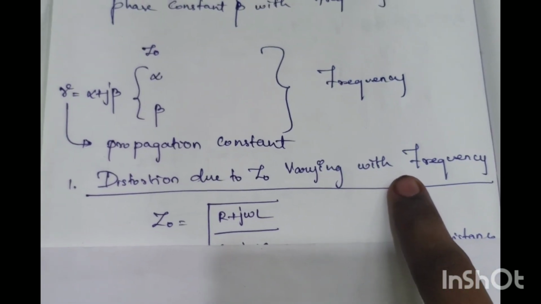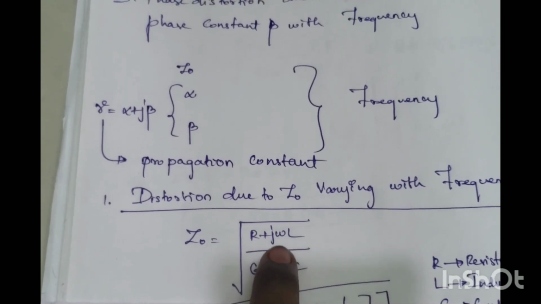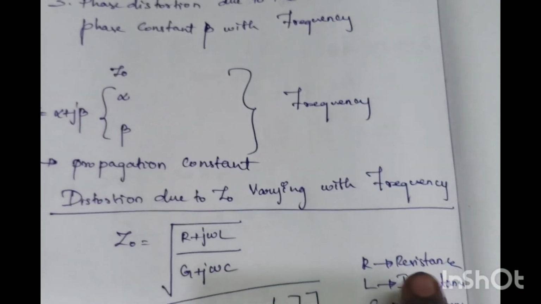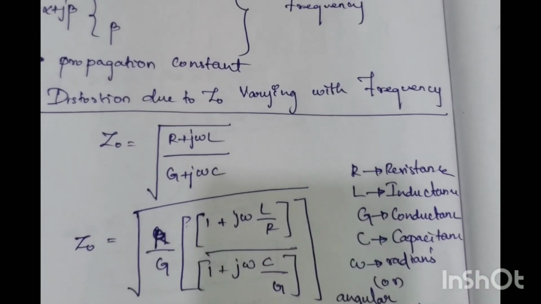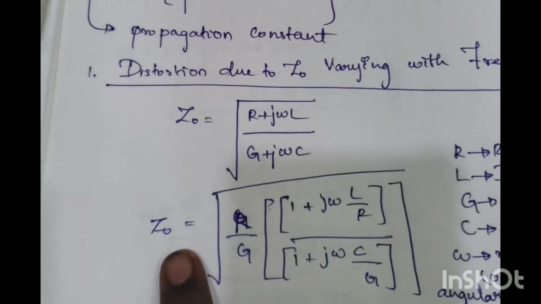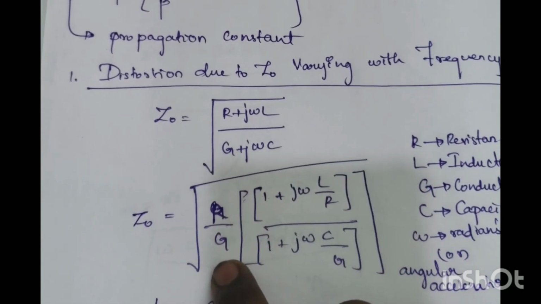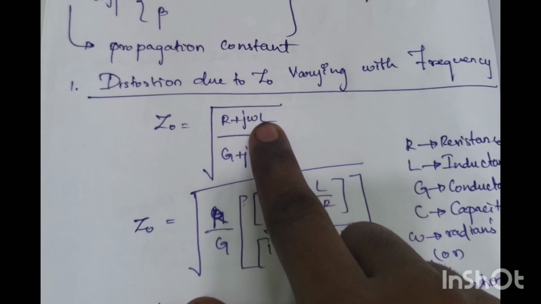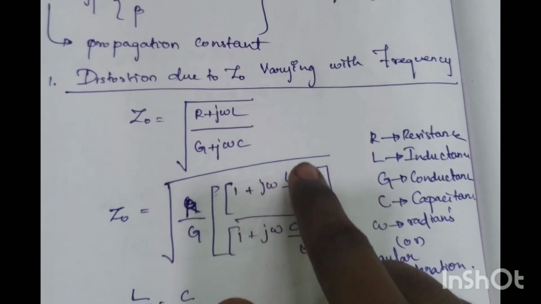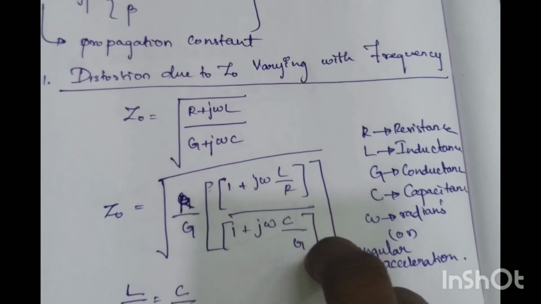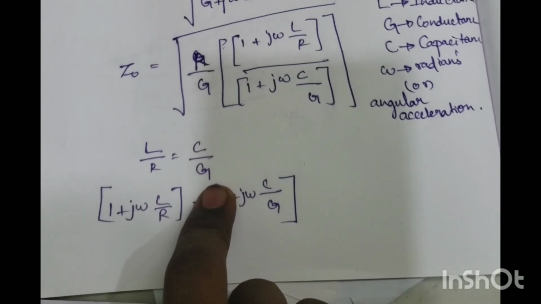The first is distortion due to the characteristic impedance varying with frequency. The Z naught formula is the root of (r plus j omega l) divided by (g plus j omega c), where r is resistance, l inductance, g conductance, and c capacitance. Taking r divided by g common, we get Z naught equals root of r divided by g, times (1 plus j omega l divided by r) over (1 plus j omega c divided by g), and we know that l divided by r equals c divided by g.